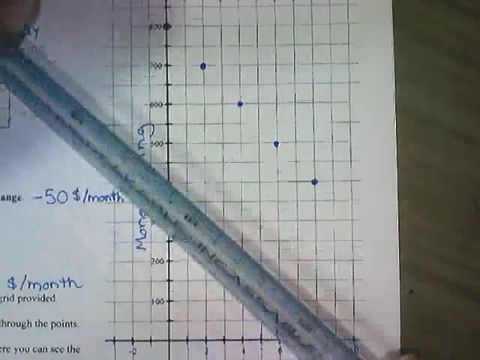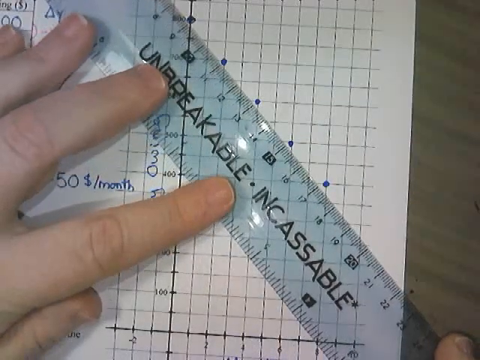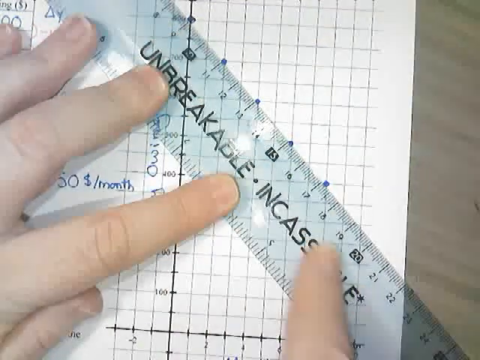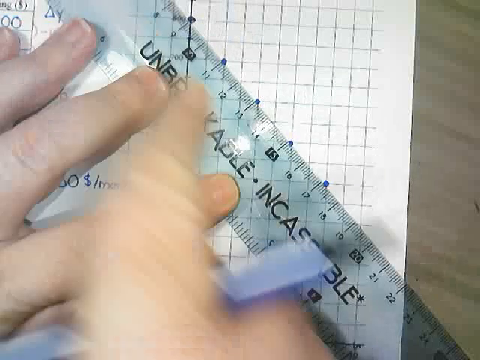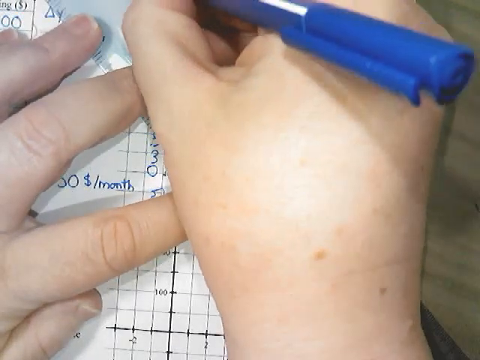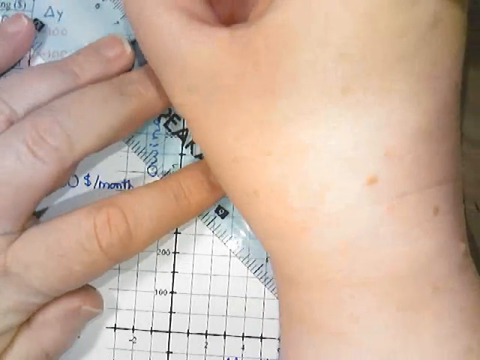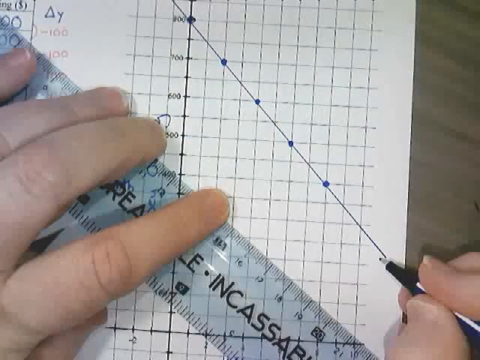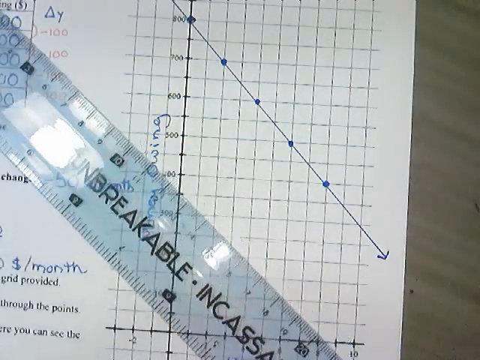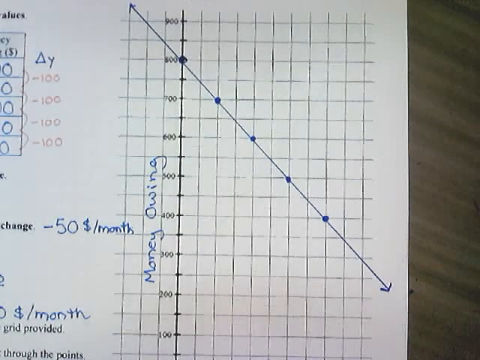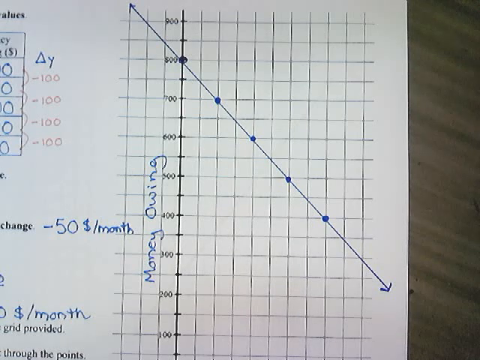Then it says draw a line of best fit. So I'm going to take a ruler or straight edge, and I'm going to draw a line through all of my points that goes from one side of the grid to the other. Arrows at the ends show that it does continue beyond the grid that I have, right? It would keep going. This is just as much of the data as I'm showing.